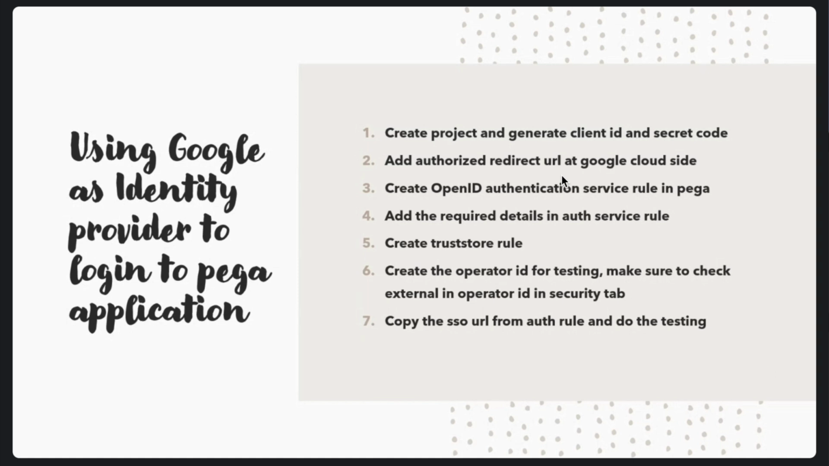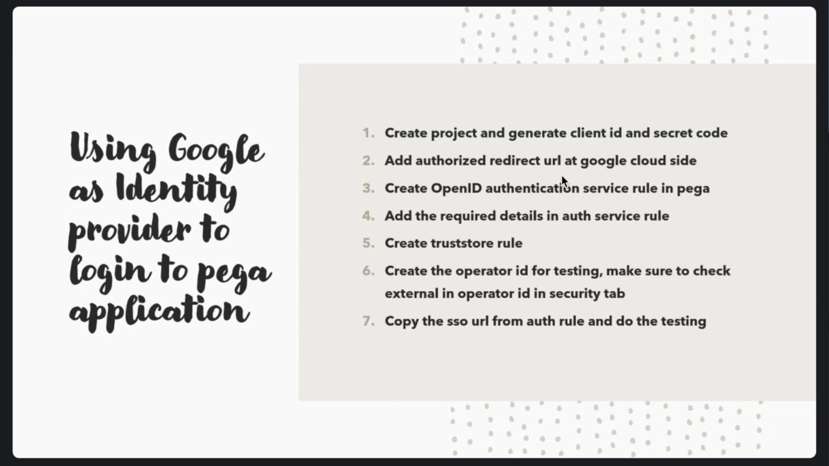After creating the authentication rule, we need to fill in the details. That is where I'm saying add the required details in the auth service rule. I'll be showing what details we are going to add. The fifth step is, while filling the details, we need to create a trust store rule for secure connections.